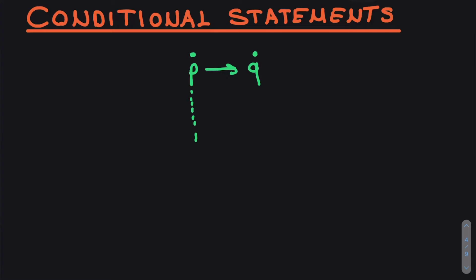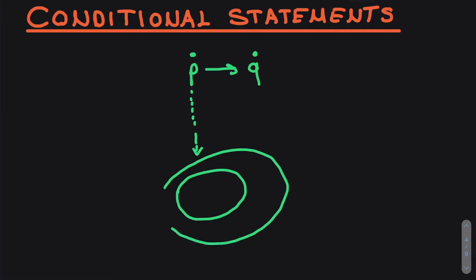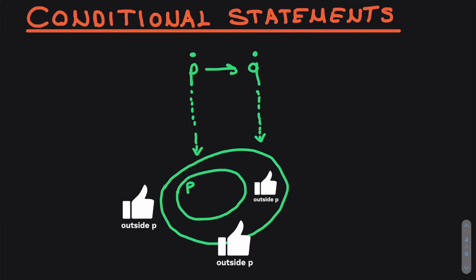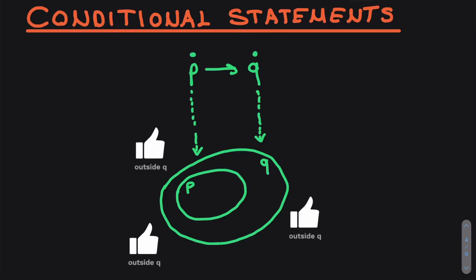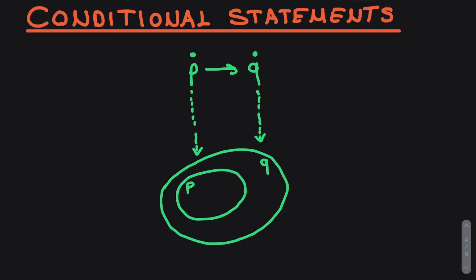To understand this, consider P as a set that is contained in another larger set called Q. Inside the set P is the region for which P is true, and outside the set P is the region for which P is false. Similarly, inside the set Q is the region for which Q is true, and outside the set Q is the region for which Q is false.